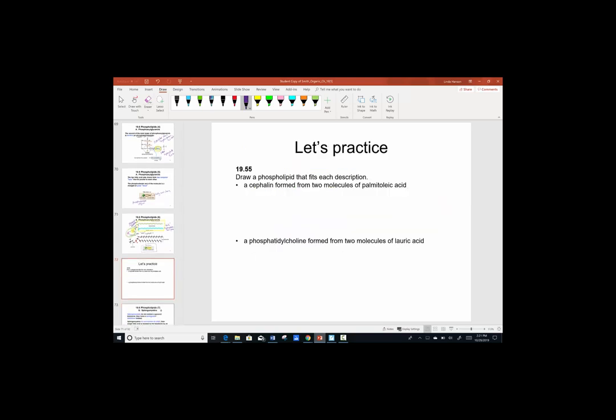Well, let's practice. Draw a phospholipid that fits each of the descriptions in the following. We want a cephalin formed from 2 molecules of palmitoleic acid. So I'm going to suggest you find your chart because we're going to need to know palmitoleic acid, and then we can work to the next one. So find that and look up for me the formula of palmitoleic acid, and then just pause the video and come back once you've found it.